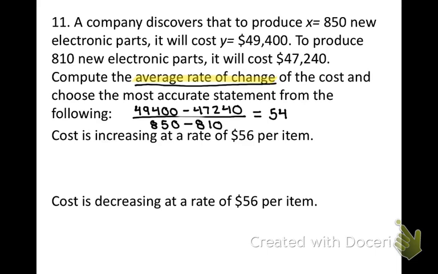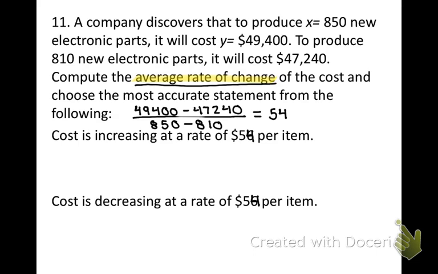Okay. Now, there's actually a typo in the slide we need to fix, because both of our options below actually say 56, and we need them to say 54. So we're trying to figure out what the most accurate statement is. The cost is increasing at a rate of $54 per item, or the cost is decreasing at a rate of $54 per item.